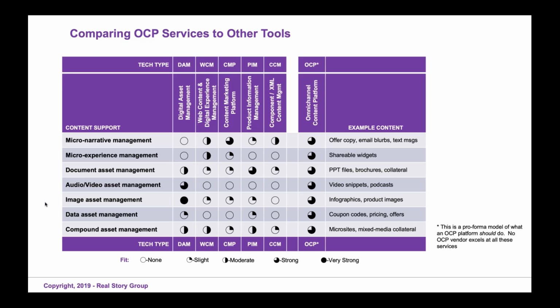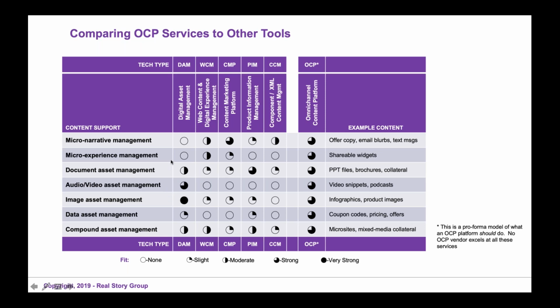So what we have here in this chart is along the top, the different technology types: digital asset management, web content management, content marketing platform, product information management, and component or XML content management. And then we have these different content supports: micro narrative, micro experience, documents, audio visual, images, data asset management, compound asset management. And then we look at these, you know, a DAM might get you kind of close, and some of these OCPs definitely come out of the DAM space. So we see it's particularly good at image and audio video.